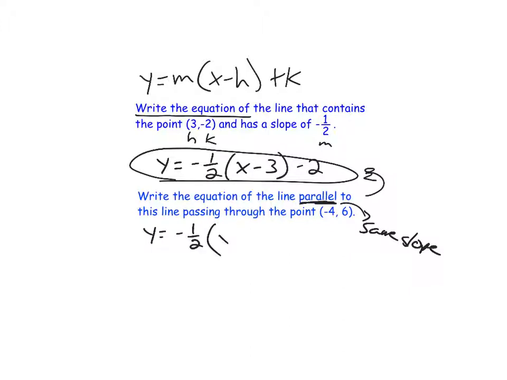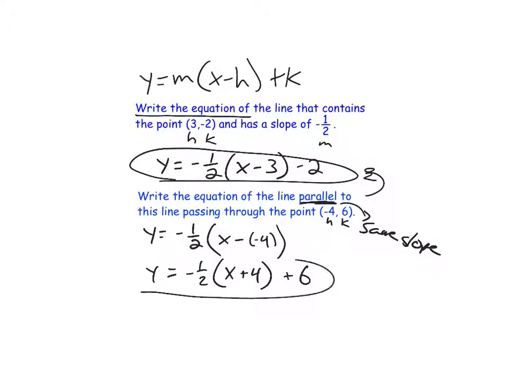Now, check this out. My h value here is -4. So it's x subtract -4. So as you recall from doing other arithmetic, that's going to simplify to x plus 4. And then I'm going to add my y value to the end, my k value. So this is the equation we should get. All right, so that was the equation of the line parallel to it.